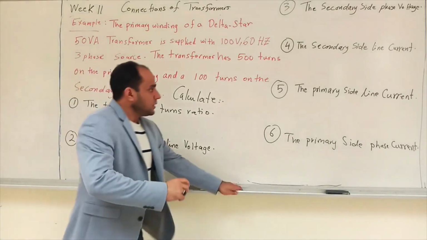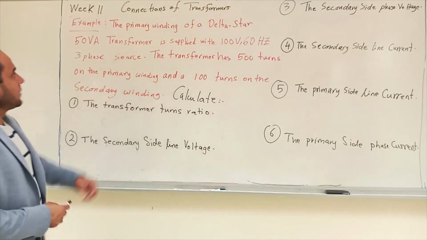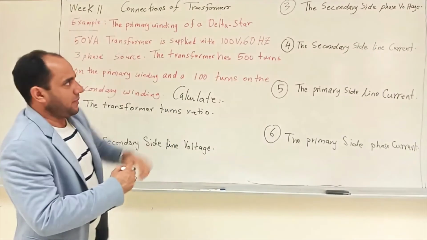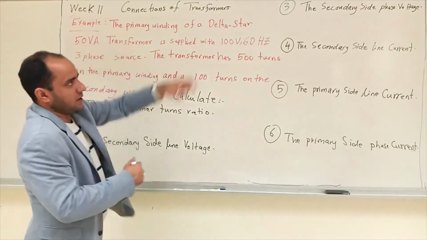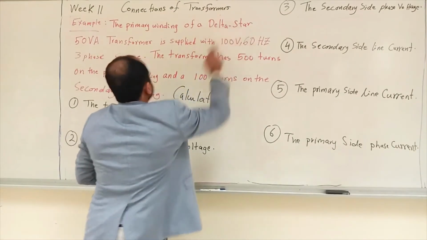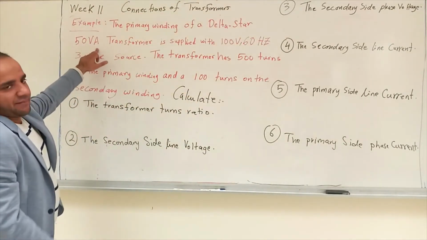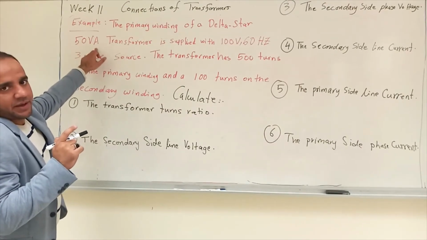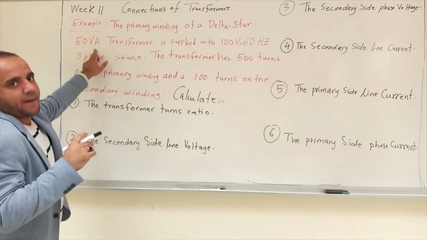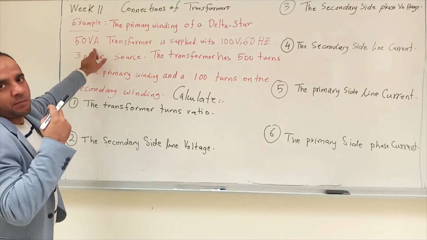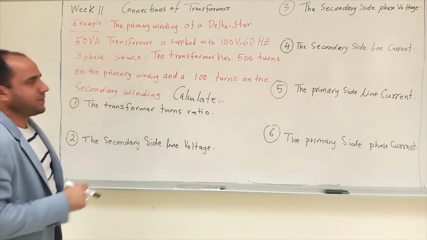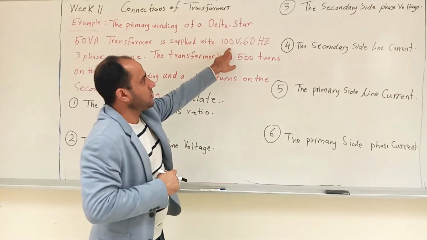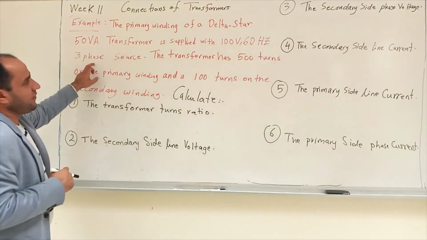Okay, in this example, the primary winding of a delta-star, so that's our transformer connection is delta-star. Primary is delta, secondary is a star. 50 volt-ampere, that's the rated apparent power. Remember, volt-ampere is the magnitude of the apparent or complex power, S, capital S. The transformer is supplied with a 100 volt, 60 hertz three-phase source.